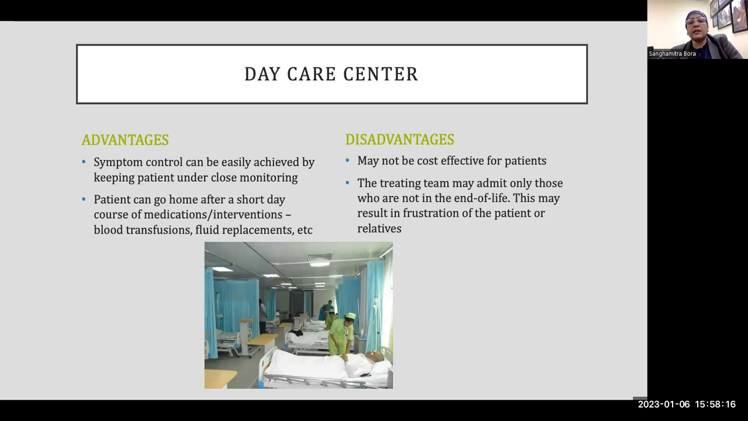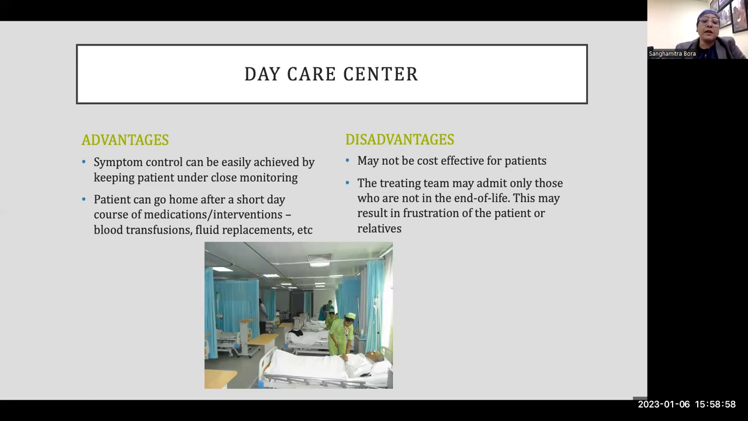And then daycare centers. In our daycare centers, we can actually very nicely achieve good symptom control by keeping the patient under close monitoring. This is particularly true for patients who come with severe pain and patients with very bilious or uncontrollable vomiting. You can put them in your daycare center, observe the patient for that particular period of time, and then in the evening, you can discharge the patient back home with the important medications that are needed.